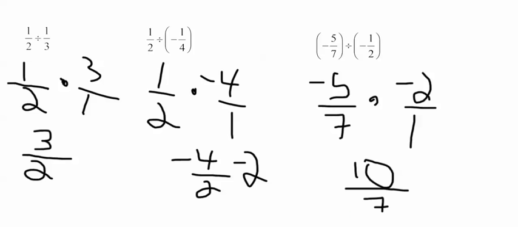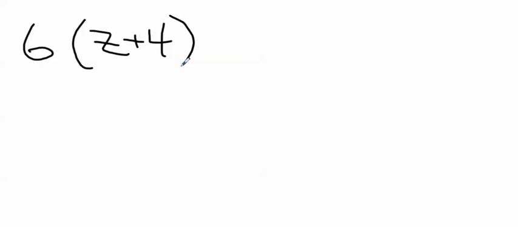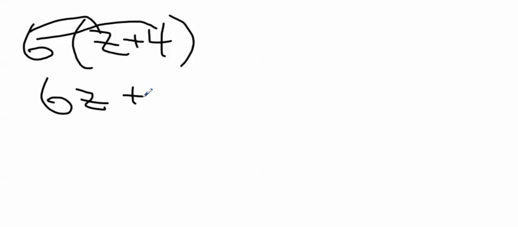While we're at it, we might as well move forward and talk about the distributive property. Distributive property is pretty simple. If I just do a quick one, you got 6, and if it's z plus 4, it just kind of goes 6 times z is 6z, and 6 times positive 4 is positive 24. So it's 6z plus positive 24.